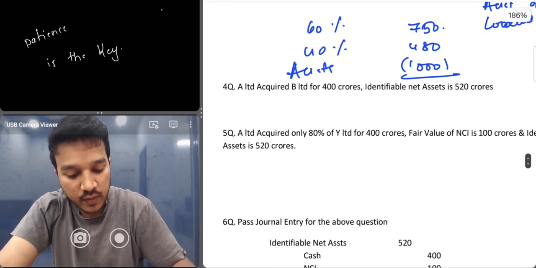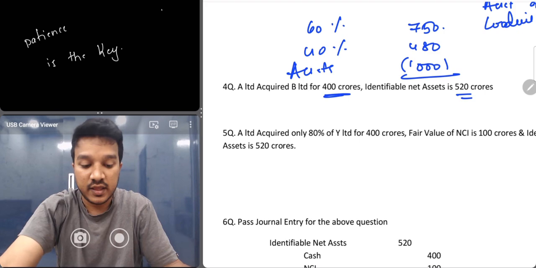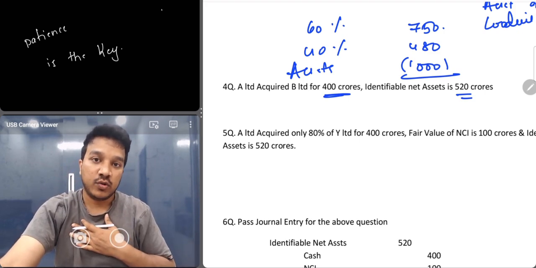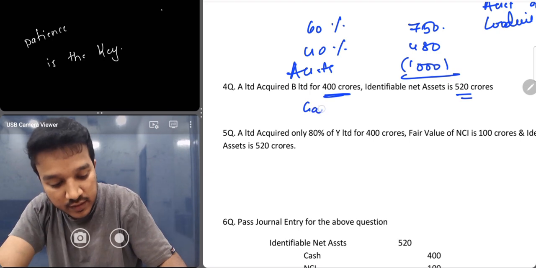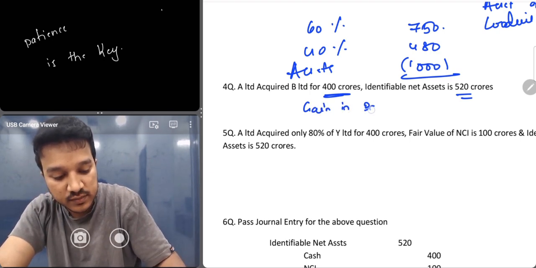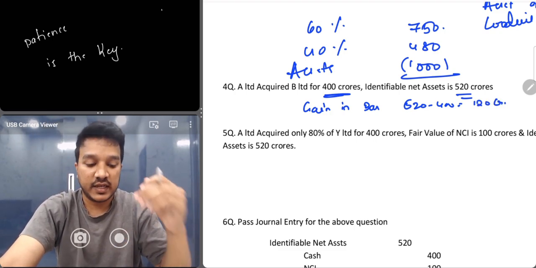A Limited acquired B Limited for 400 crores. Identifiable net assets is 520. देखो, I paid only 400 crores, but कितना मिला मेरे को? 520 crores. So there is a gain in bargain purchase. Okay, 520 minus 400, that is 120 crores. 120 crores का gain है मेरे को, ठीक है.